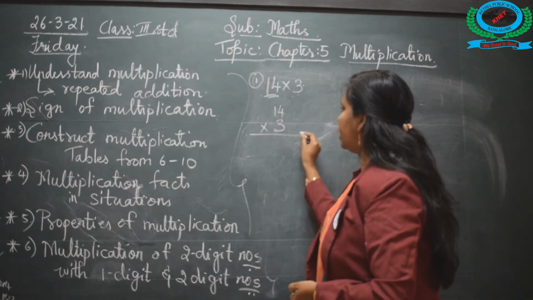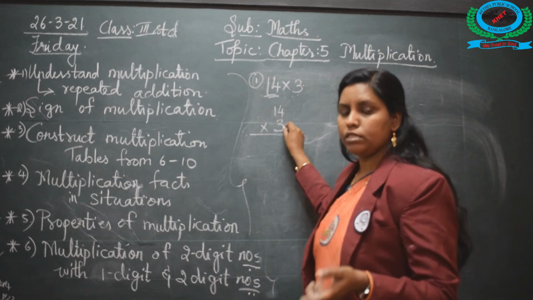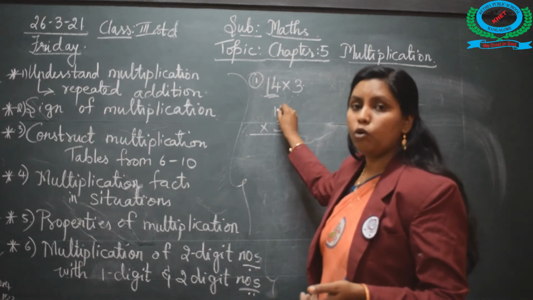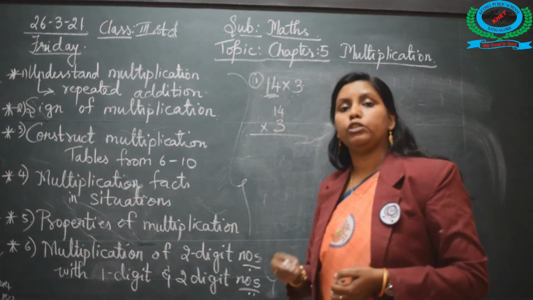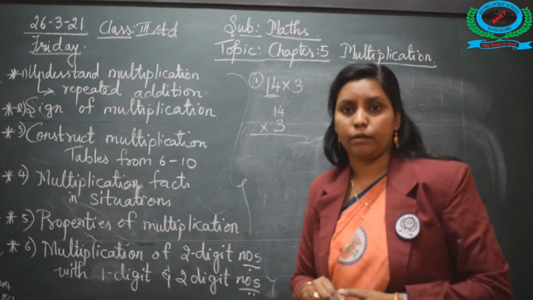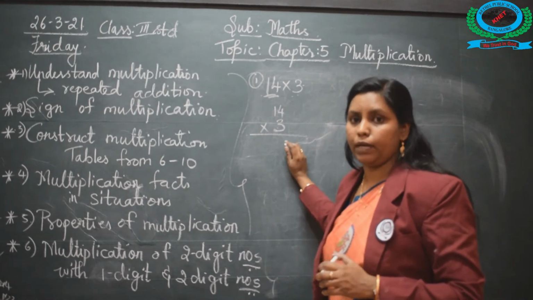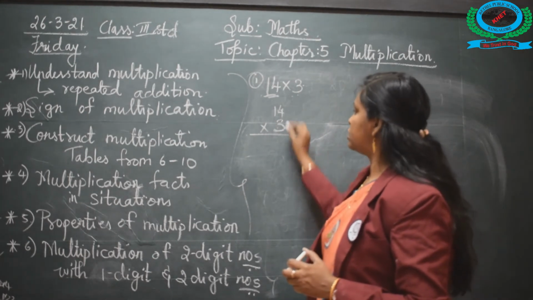Here, what you have to do is first take this 3. Always start in the units place, multiply with 4. 3 4s are 12. So to multiply we should know the tables thoroughly. Okay children, that time it will be easy for us to multiply. So we should know the tables properly. So 3 4s are 12.